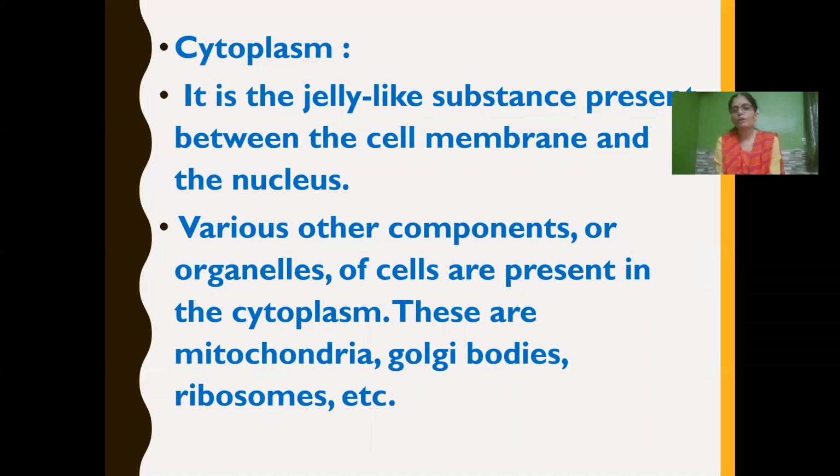Organelles of the cell. What do you mean by organelles of the cell? Various components of the cell present in the cytoplasm, like mitochondria, Golgi bodies, ribosomes, etc. Each and every organelle performs its own function. So these are cell organelles. So what is cytoplasm? Cytoplasm is a jelly-like substance present between the cell membrane and the nucleus, and it also provides space for various other components, otherwise called organelles, like mitochondria, Golgi bodies, ribosomes, etc.